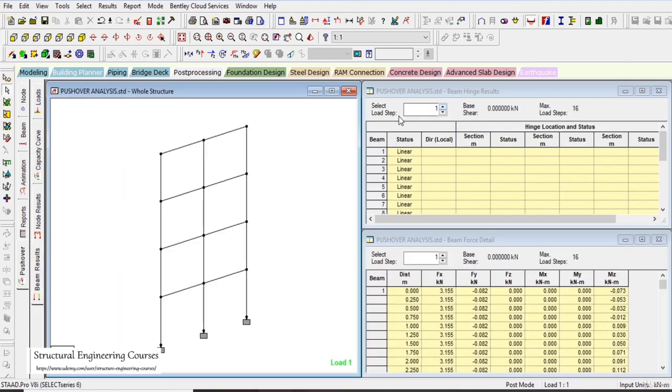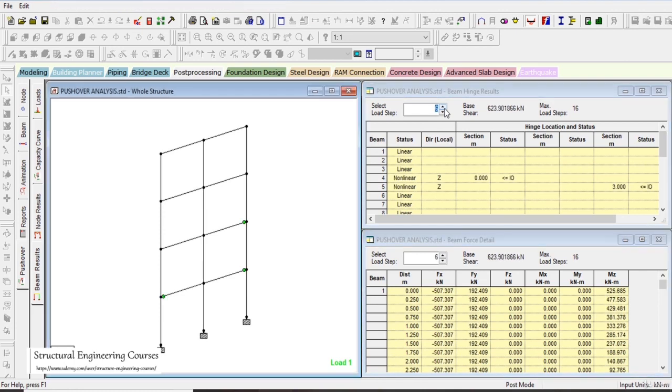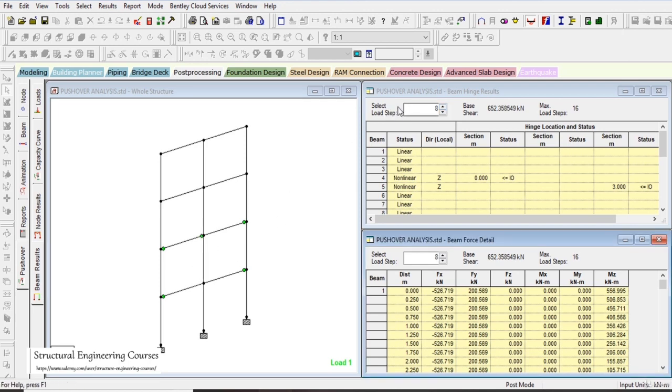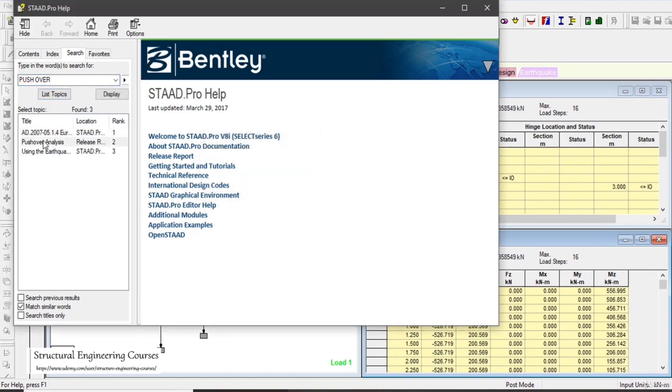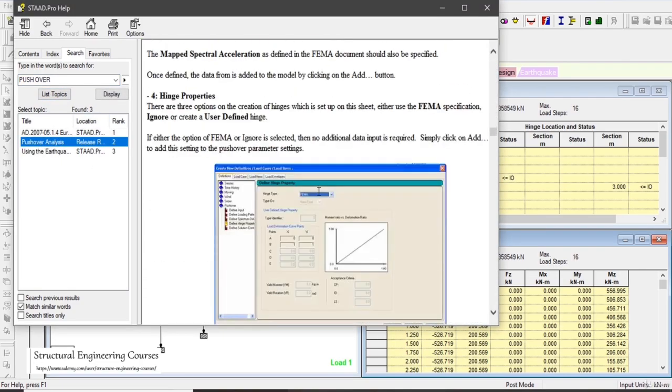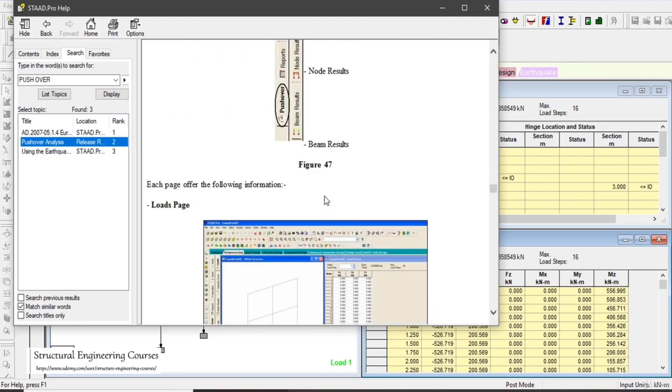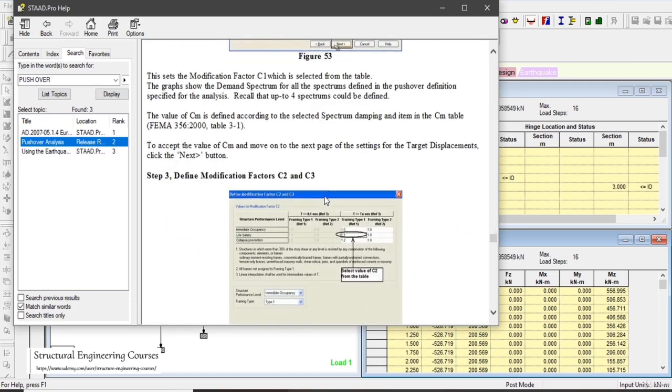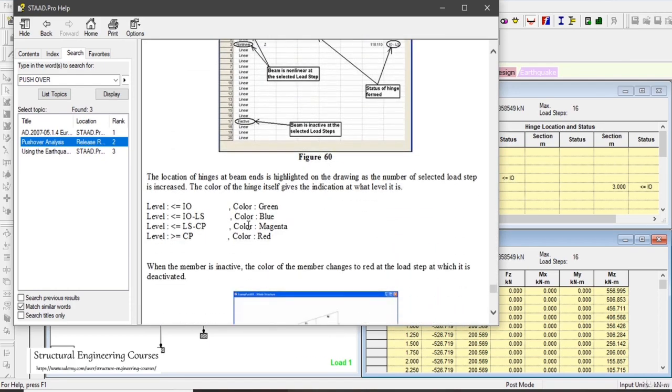So we can left click on select load step 1, and then you will see that when we go to load number 7, immediately the hinges start forming. So we can see the formation of the hinges as per the various load steps. Now the base shear has increased to 652 kilonewton, and here there are 1, 2, 3, 4 and 5 hinges. For these 5 hinges, as per the help manual of STAAD, we can open the help manual also. The color pattern for the green hinge is that it is the immediate occupancy hinge. So this was the color coding here.